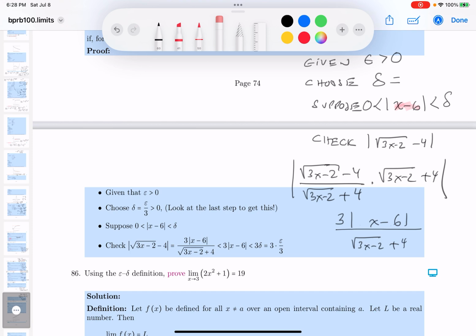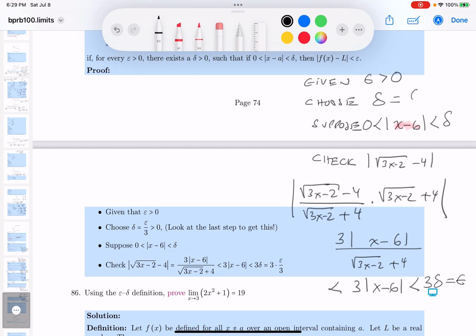Well, if the bottom is always greater than 4, this thing here would be less than 3, absolute value x minus 6. Again, that bottom number is always bigger than 4. Okay? Now what? Well, I'm going to say that this is less than 3. Well, what's the absolute value of x minus 6 less than? Delta. And this will be equal to epsilon. So what's a delta have to be? Epsilon over 3. Go back over here. Epsilon over 3. And we're done with that.